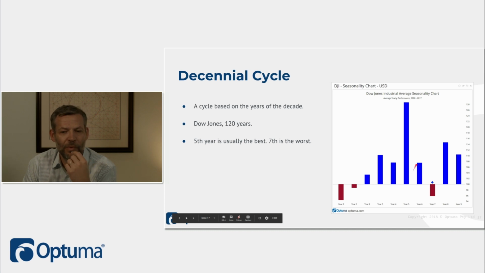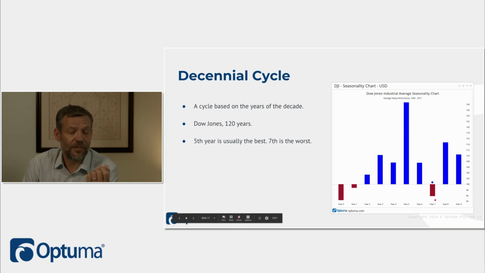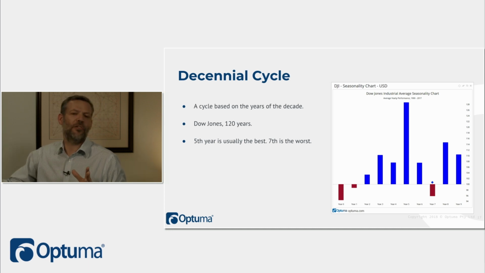And then we go through and we see that year 5 is typically one of the best years in the cycle. Year 7 is typically one of the worst years. Year 8 and year 9 tend to be positive years as well. Using 10 cycles of data can be a little bit long. Typically 8 is about as many cycles as you want to go back. But nevertheless, it's an interesting chart to look at.